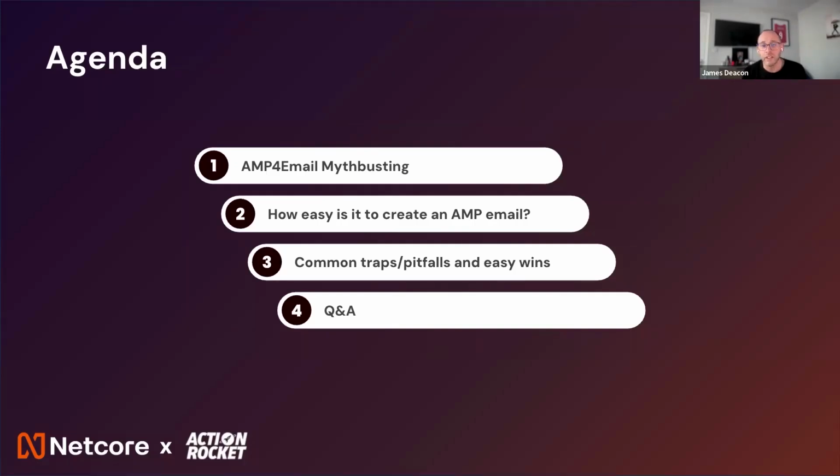Agenda-wise, we wanted to make it a little bit fun. From an AMP for email perspective, we'll run through some of the common myths that have been around over the years and either bust them or confirm if they might be true. Would love any participation along the way. Perhaps you want to vote as we go through them on whether they're busted or not. Then a couple of takeaways that hopefully help drive some value: how easy it can be to create an AMP email, some common traps and pitfalls that we see clients fall into that we can hopefully help you avoid, along with a couple of easy wins that might help supercharge your next campaigns.